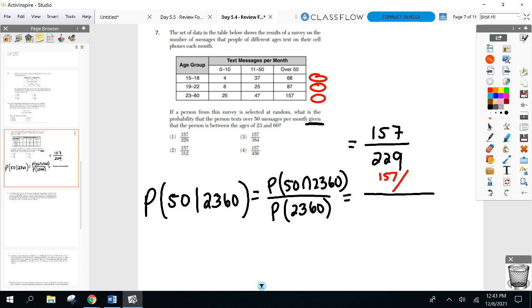Listen, Sarah, you wanted to use the formula, right? So the formula says A given B is equal to A and B over B. So now using the table, I'm trying to figure out the probability of A and B, which is over 50 between 23 and 60. So there's 157 out of, now I got to figure out how many people are in the table, right? Because now it's out of the total, Sarah. So I got to figure out how many are in each age group, add them up. Or how many text messages were sent and add them up.